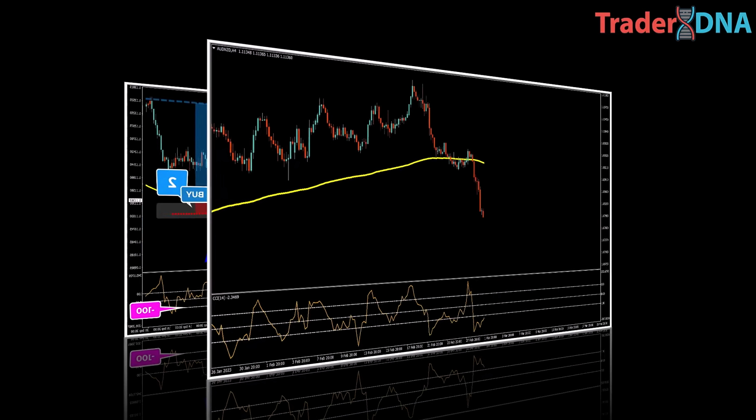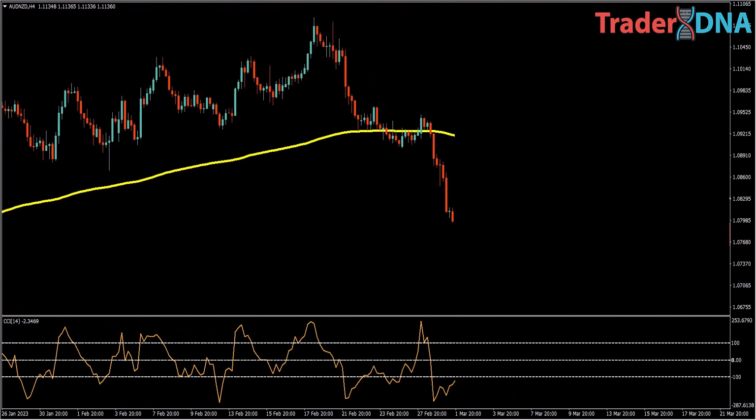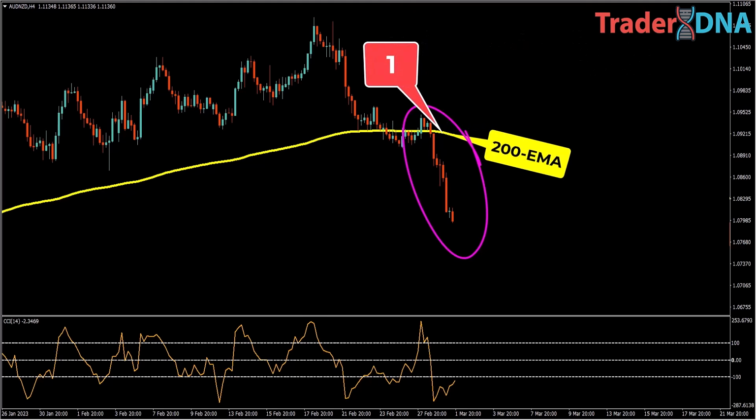Alright, now let's flip the script and look at the sell entry signal, because this is where things get seriously exciting. Step 1, exponential moving average, or EMA. Check out this chart. The price is clearly sitting below the 200 period EMA. That's our first confirmation locked in.